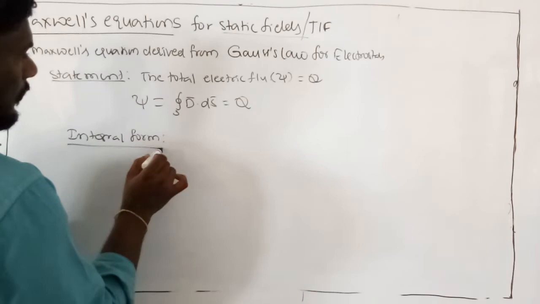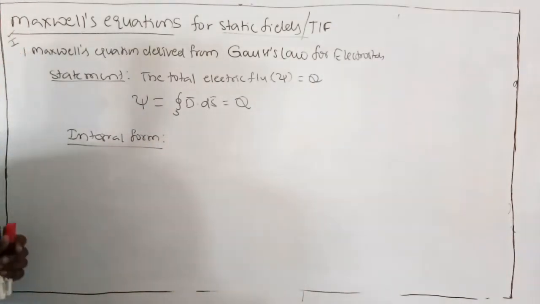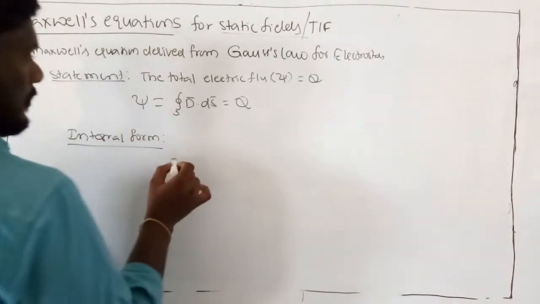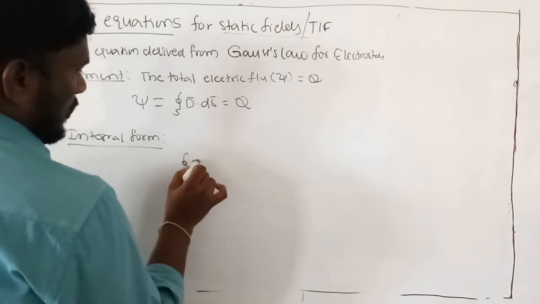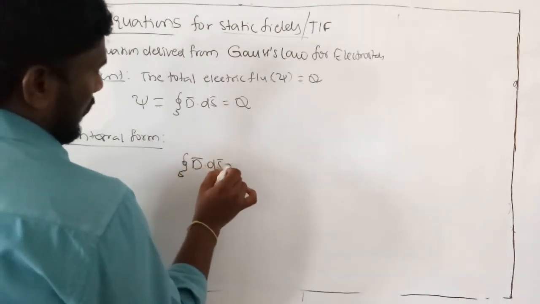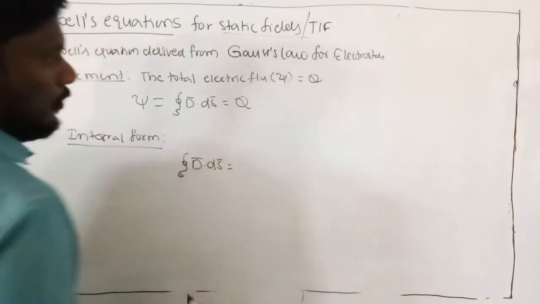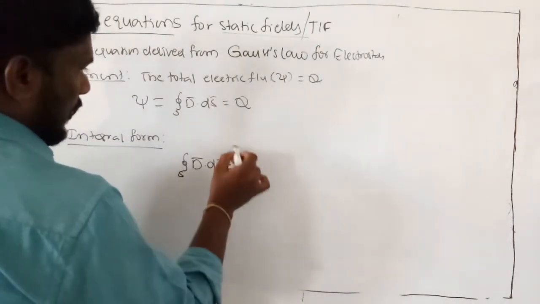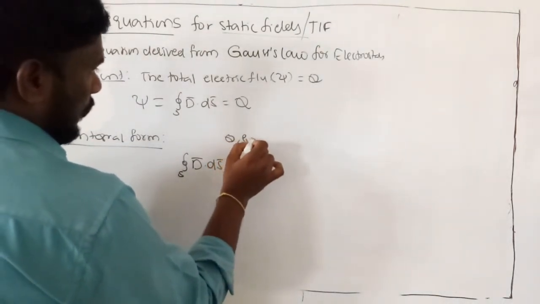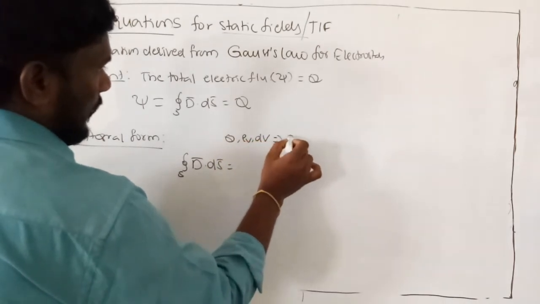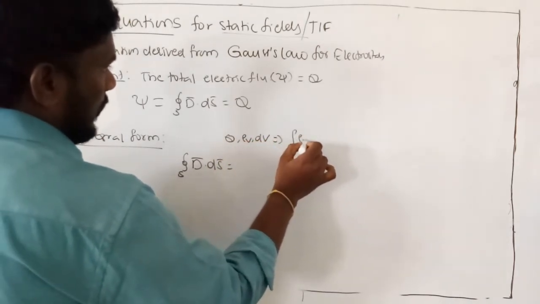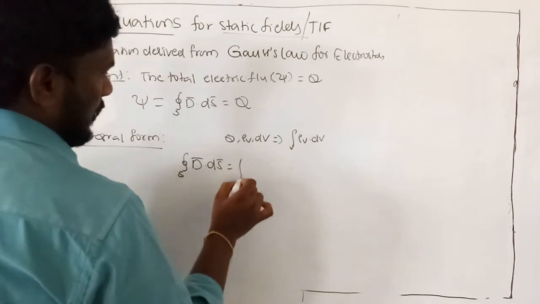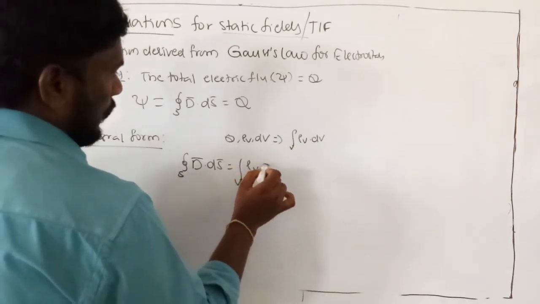As we are writing the integral form first, the total expression should have integral terms. So the surface integration of D bar dot ds bar is equal to, now change the Q into integral terms with the help of volume charge density. You already know the relation between Q and rho v dv. It is the volume integration of rho v dv.